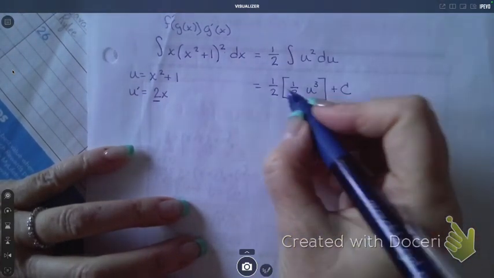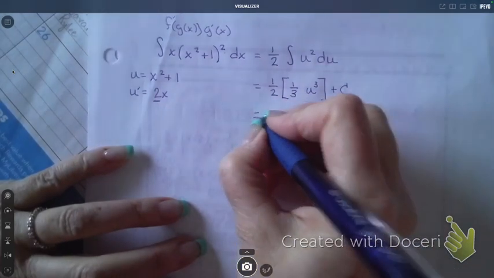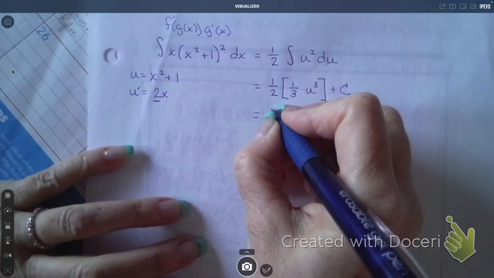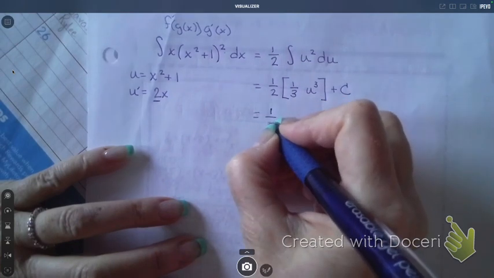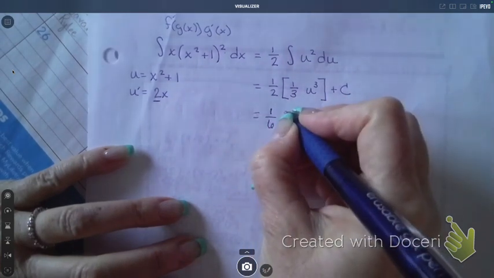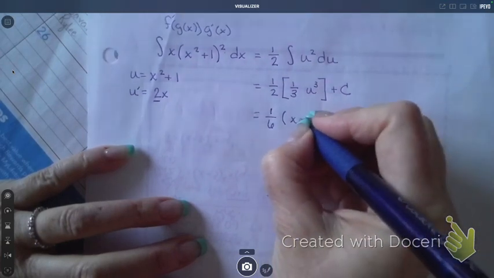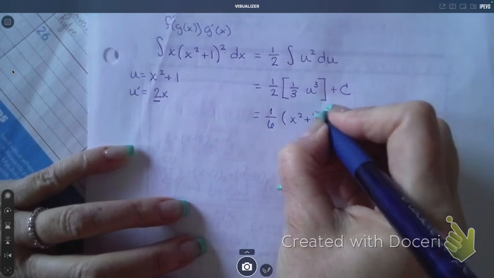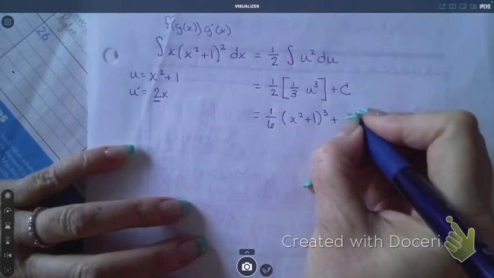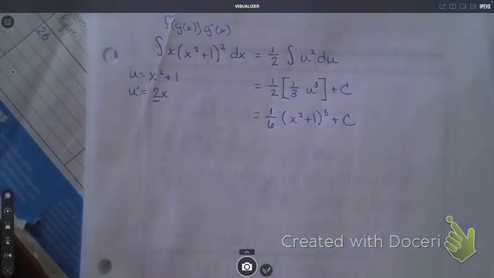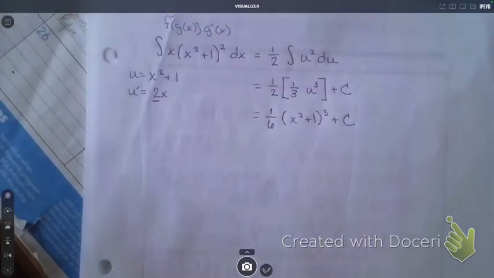Okay. Well, 1/2 times 1/3 is 1/6. And u is x squared plus 1, so the answer is 1/6 times (x squared plus 1) cubed plus c. So you have to think backwards the whole time. Where did the 2 go? It was multiplied by half.